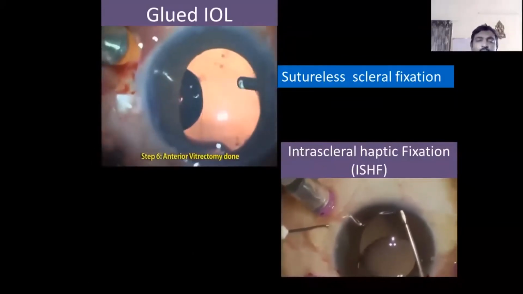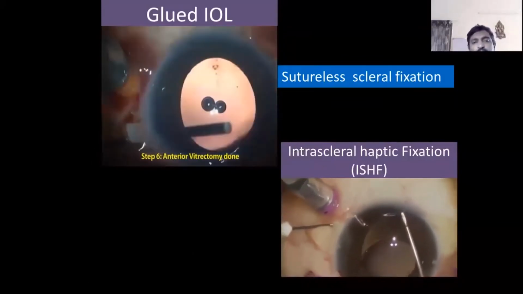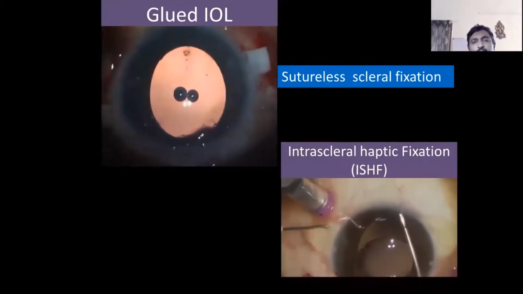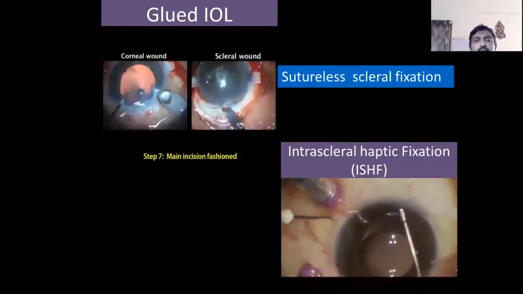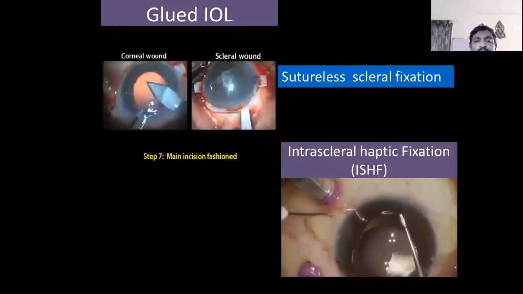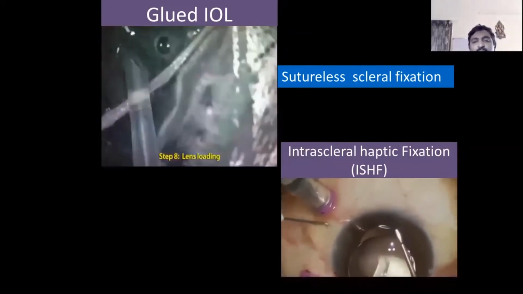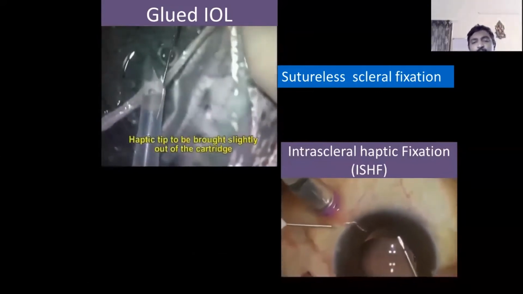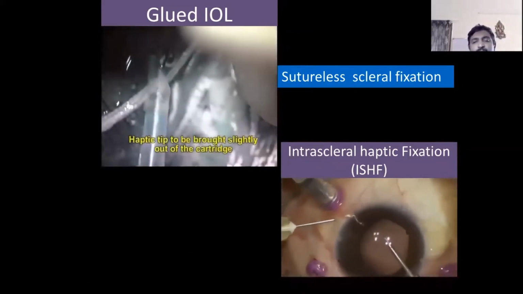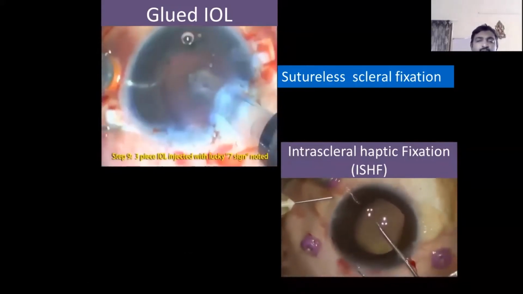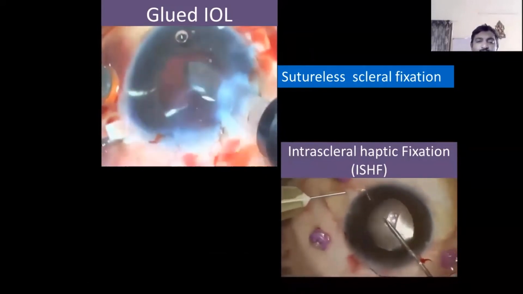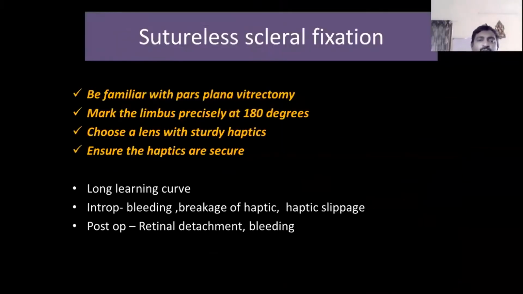once you have externalized the haptics on both sides in a glued IOL, you tend to bury or push the remaining residual haptic into the groove which is created on the sclera. So the chances of haptic exposure will be less. Here in an intrascleral fixation, you tend to burn the tip of the haptic so it becomes bulbous and it is buried into the scleral tract or the scleral groove created by the needle tract.